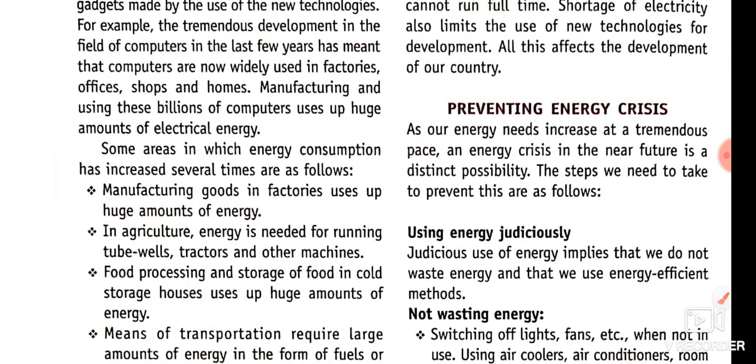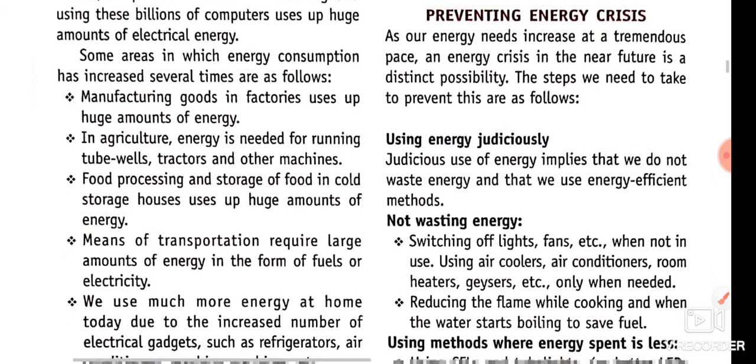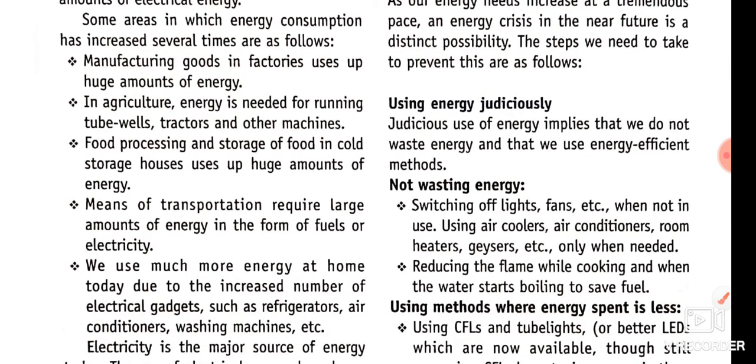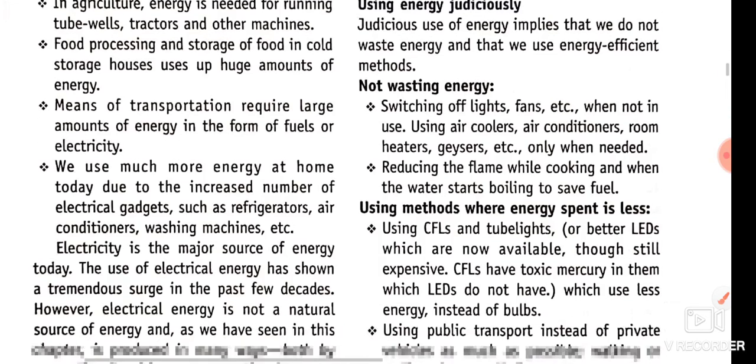Some areas in which energy consumption has increased several times are as follows. Manufacturing goods in factories uses up a huge amount of electricity. In agriculture, energy is needed for running tube wells, tractors and other machines. Food processing and storage of food in cold storage houses use a huge amount of electricity. Means of transportation require a large amount of energy in the form of fuels or electricity.